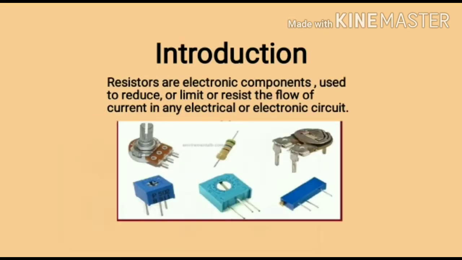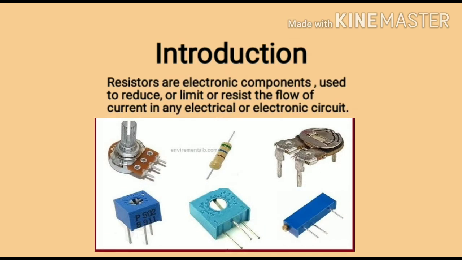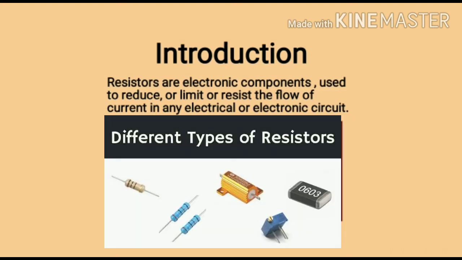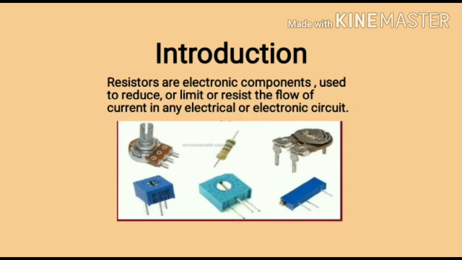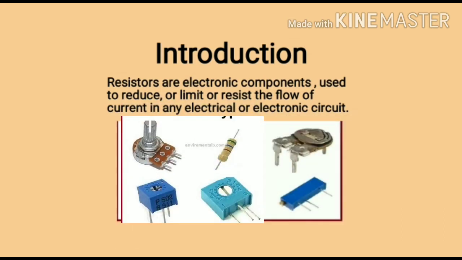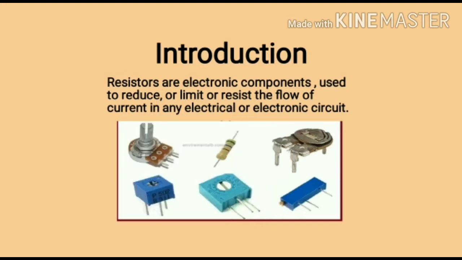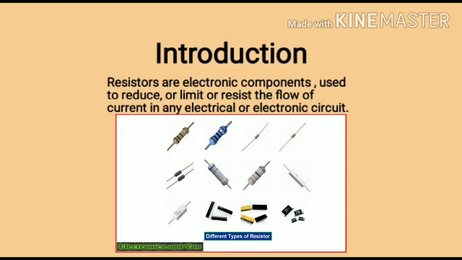In the introduction, I have to say electronic components can be divided into two types. They are passive component and active component. Passive component can be subdivided into three types. Resistor is one of the passive devices.